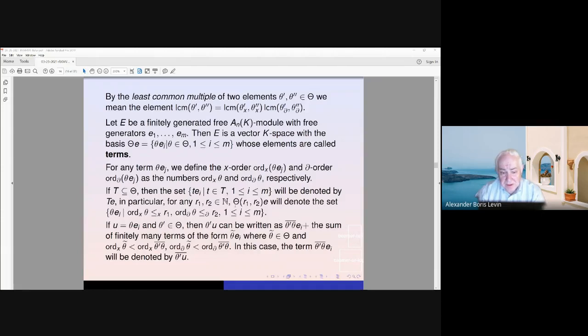In particular, if you take this set, which is the set of all monomials whose order with respect to X does not exceed R1 and order with respect to D does not exceed R2, then this is the notation for the set of theta E_i, where orders of theta with respect to X and D do not exceed R1 and R2 respectively. And we use the same notation for terms as we had for monomials in Weyl algebras. If you have a term, you can multiply this term by an element of capital theta, so you can write it this way, plus a sum of some terms of this kind where theta tilde is of smaller order with respect to x and d than the leading part of the product. The same thing as before. And this leading part will be denoted by this.